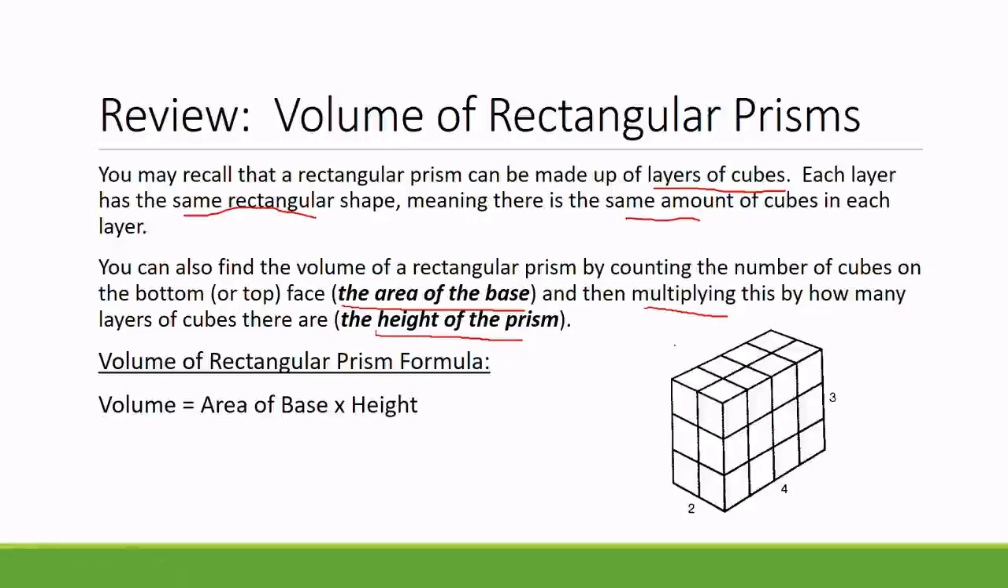So you'll notice my diagram over here with all of these lovely layers of cubes. There's the base part, which has got 4 along the length, say, and 2 along the width, and so we know the area of that base will be 4 times 2, which equals 8.